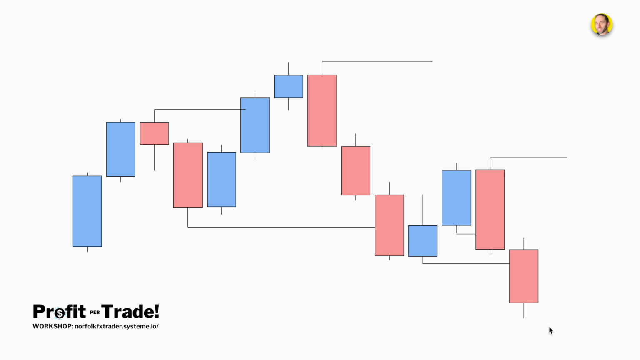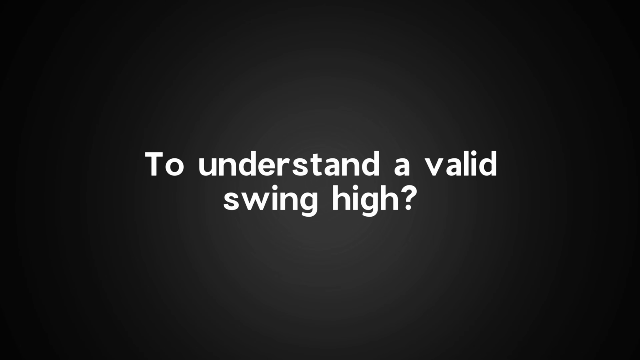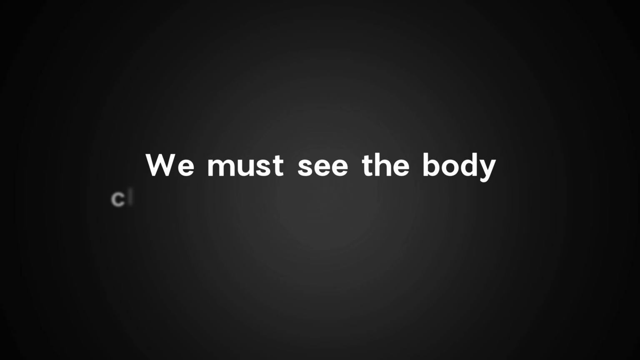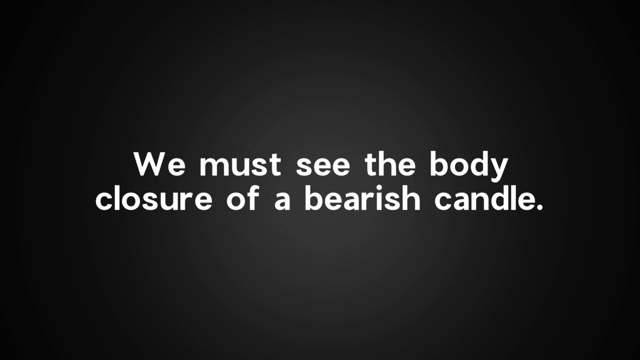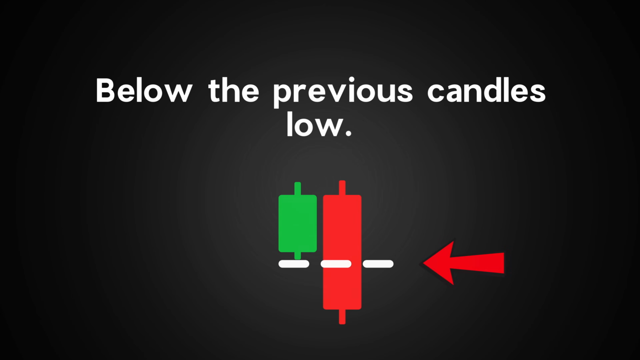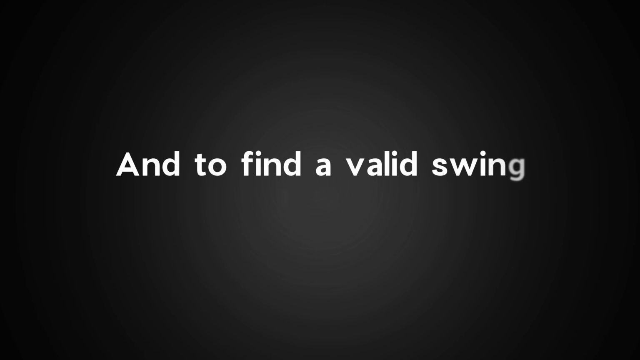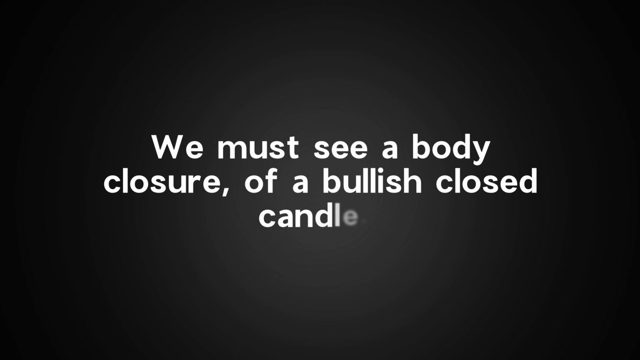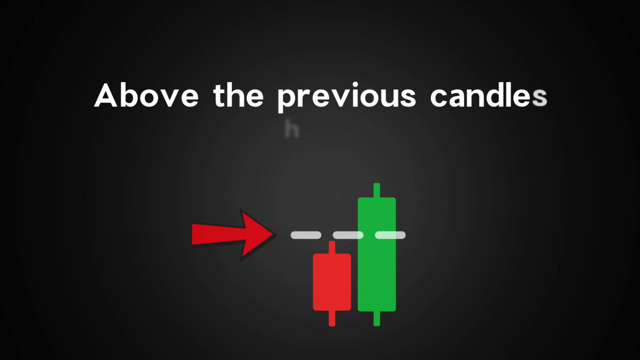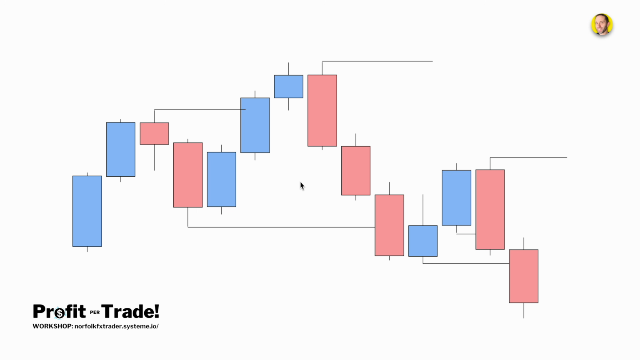Once you understand it, when we go through now to a price chart and apply this, you'll see exactly the process you need to follow. So we'll quickly recap what we've just been through. To understand a valid swing high, we must see the body closure of a bearish candle below the previous candle's low. And to find a valid swing low, we must see a body closure of a bullish candle above the previous candle's high.